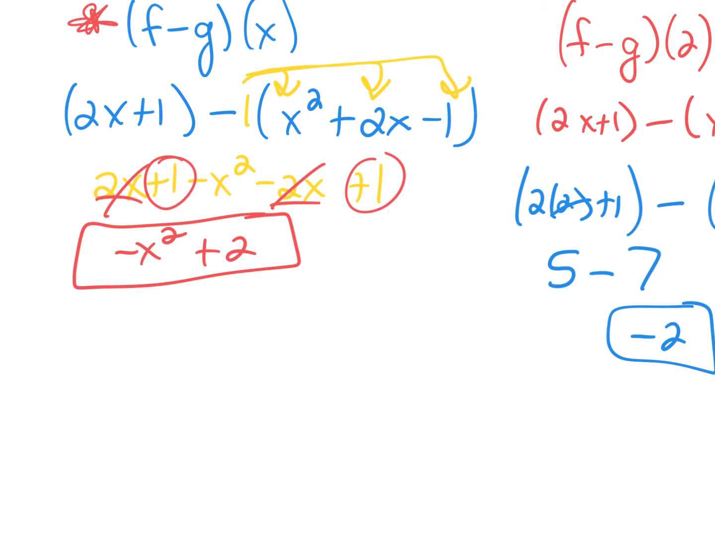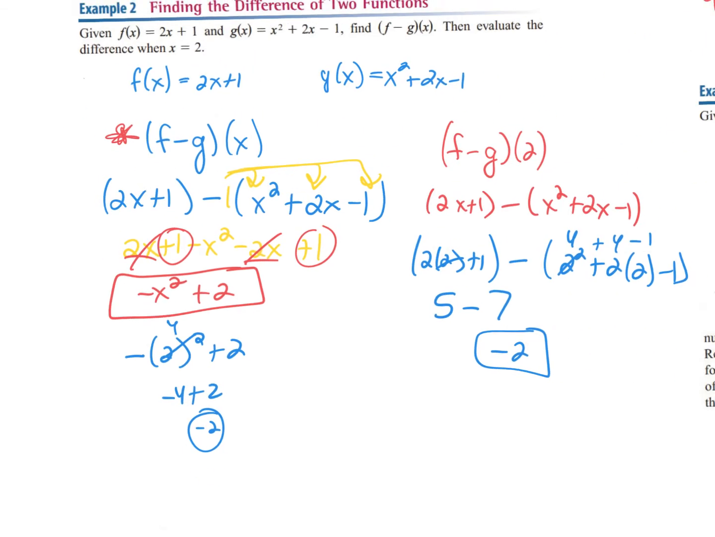Cassie just said, well, can't I just plug it into what I got originally? Absolutely. I have negative 2 squared plus 2. Well, 2 squared is 4, so negative 4 plus 2 gives me negative 2. Same answer. No problem.